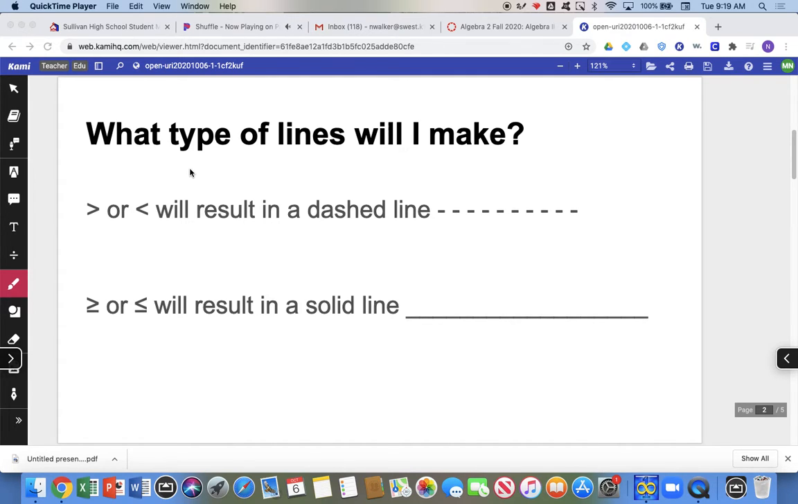I want to make sure everybody has this written down. Yeah, just set it there. Ian, are you still writing? Okay.